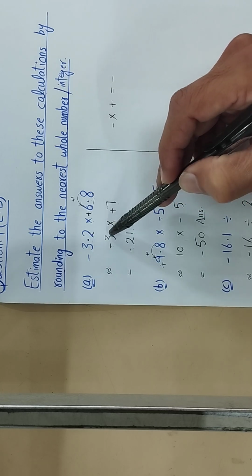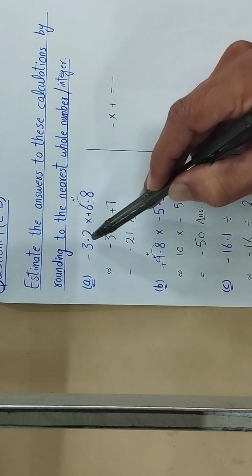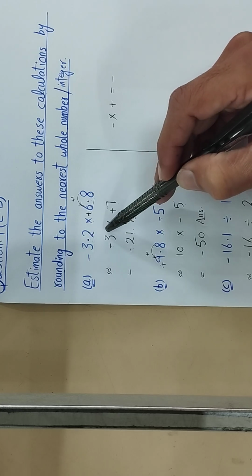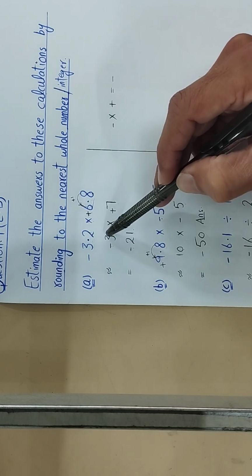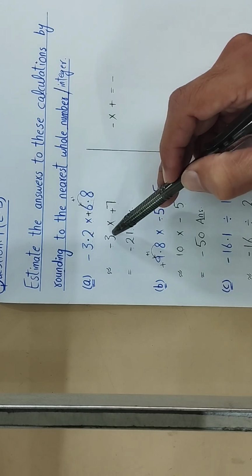And do not write the digits which are after the decimal point, since you are changing this number into an integer. So we have rounded off this decimal number to the nearest integer. इसे हमने integer में change कर दिया है.